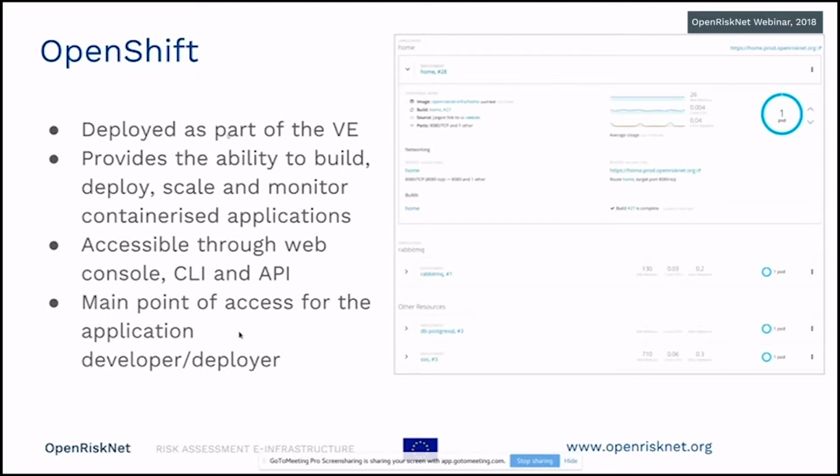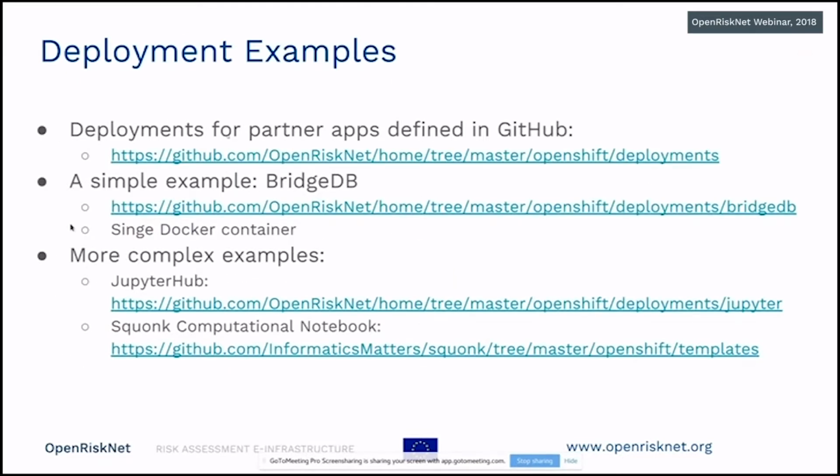So examples of how we do this, we've got a number of partner applications that are already deployed. We'll see some of these in a little while. All of these are documented and described in our GitHub repository under this link, where we have deployment templates for all of the applications. If you wanted to deploy your application as an associated partner or as a third party, you would need to create an equivalent of one of these deployments that just describes how that application will be deployed into the environment. Again, we'll see a simple example of this in a sec.